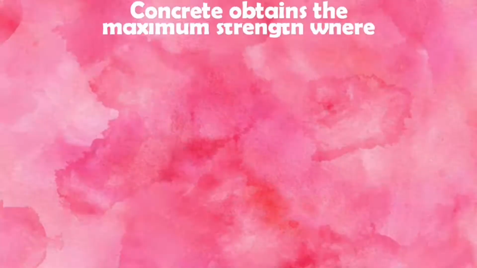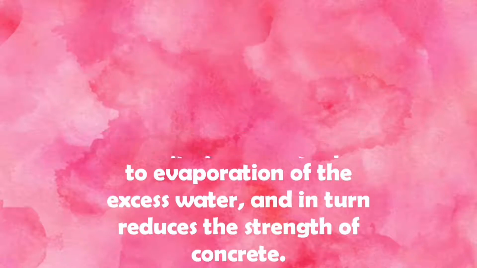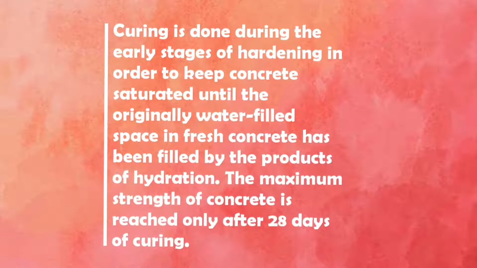Concrete attains maximum strength when complete hydration of cement takes place. Any excess of water introduces porosity in concrete due to evaporation of the excess water, and in turn reduces the strength of concrete. Curing is done during the early stage of hardening. The maximum strength of concrete is reached only after 28 days of curing.